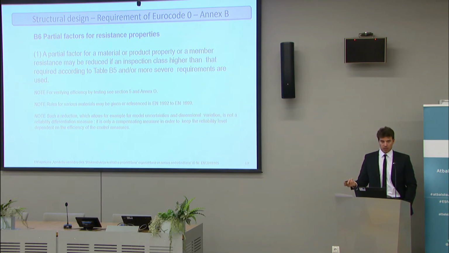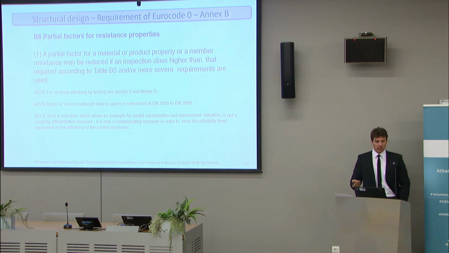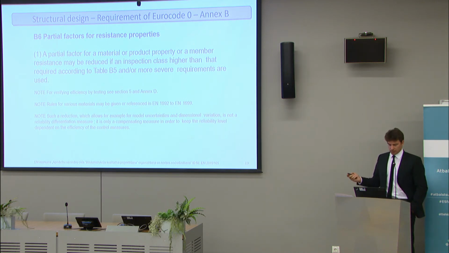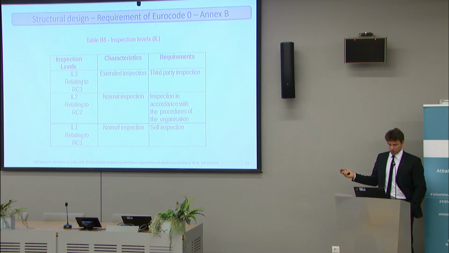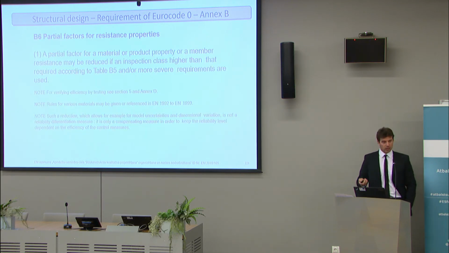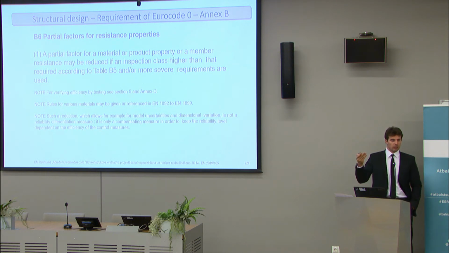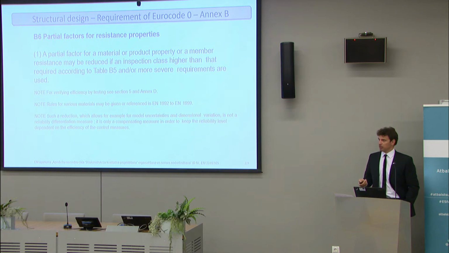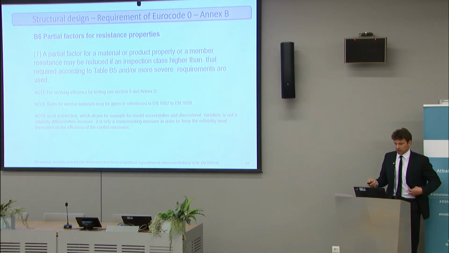This means that maybe you have a structure with reliability class 1, but you have an inspection class of 3 for other reasons. In that case, you can actually reduce your partial factors on materials. Let's say you can take 1.4 instead of 1.5 on the material parameters. This depends, but it can be allowed.